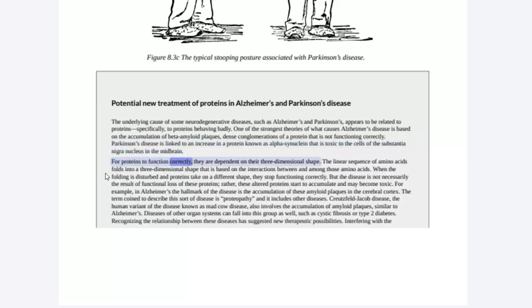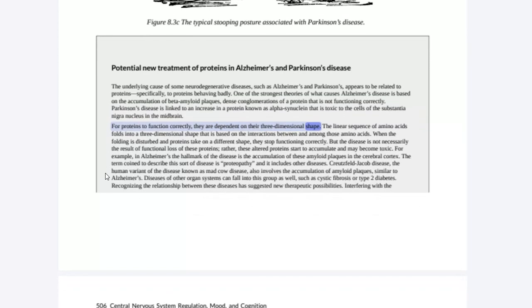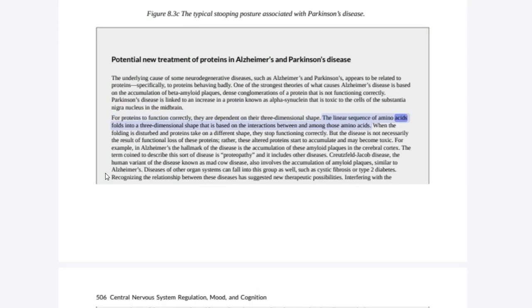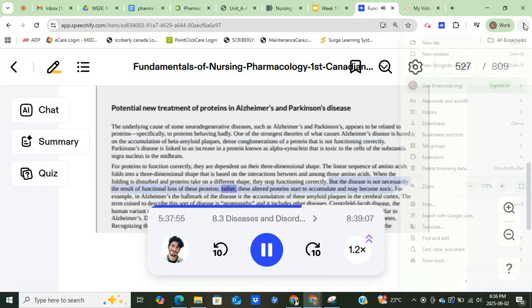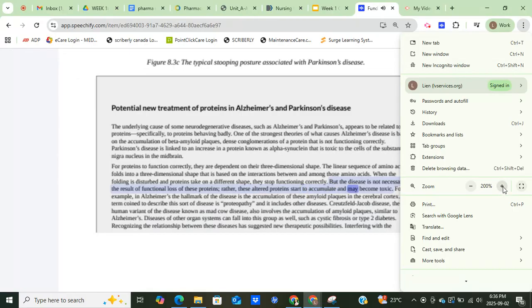For proteins to function correctly, they are dependent on their three-dimensional shape. The linear sequence of amino acids folds into a three-dimensional shape that is based on the interactions between and among those amino acids. When the folding is disturbed and proteins take on a different shape, they stop functioning correctly. But the disease is not necessarily the result of functional loss of these proteins. Rather, these altered proteins start to accumulate and may become toxic.